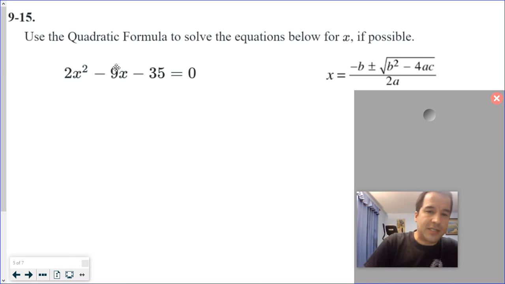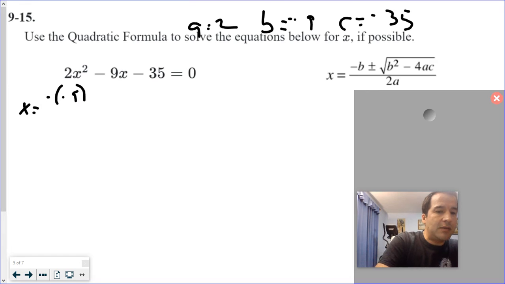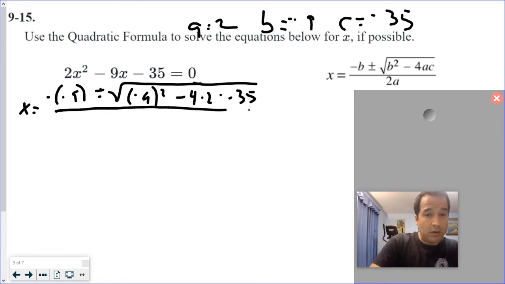Okay, my hope is that, again, the first thing you did was a equals 2, b equals negative 9, and c, holy cow, equals negative 35. These are going to be some big numbers here, so we've got to be careful. x equals negative b, so the opposite of negative 9, plus or minus the square root of b squared, so negative 9 squared minus 4 times 2 times negative 35. All of that needs to be under the radical, all over 2 times a, in this case 2. Cool? All right, let's go to it.